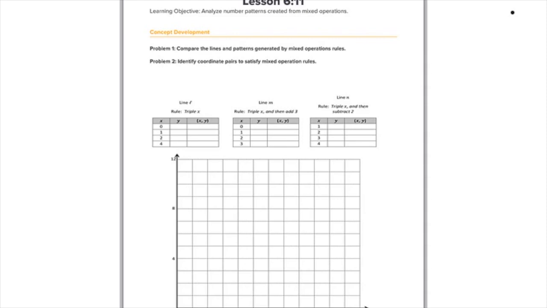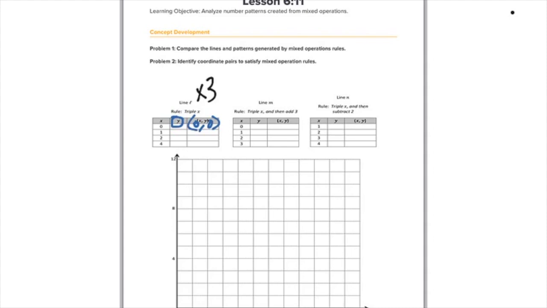The rule that line L tells us is triple X. So when you're looking at triple X, triple means we are going to multiply. We are multiplying by 3. Okay, so we see that X is 0. So if we're saying times 3, we know that the answer there is going to be 0. 0 times 3 is 0. So our coordinate pair is 0, 0.